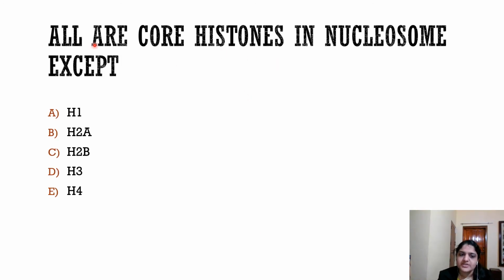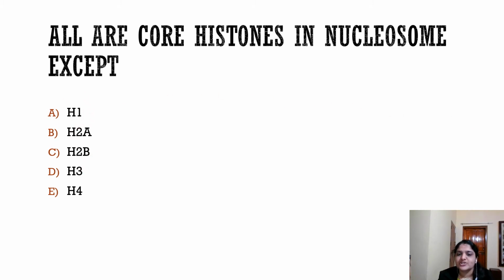Moving on to next question. All are core histones in nucleosome except. So in the nucleosome, which are the core histones? Okay, we can see the options: H1, H2A, H2B, H3, H4. Which is not a core histone? That's the question. And the answer is A, H1.